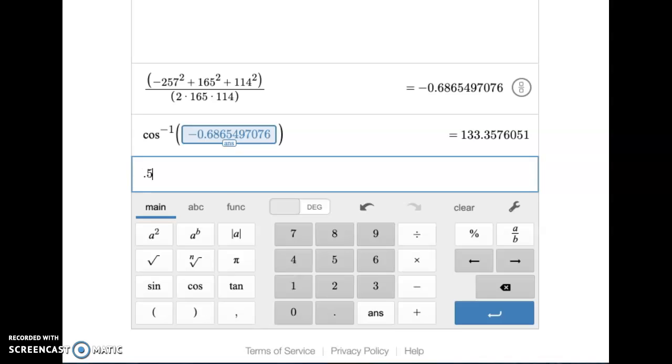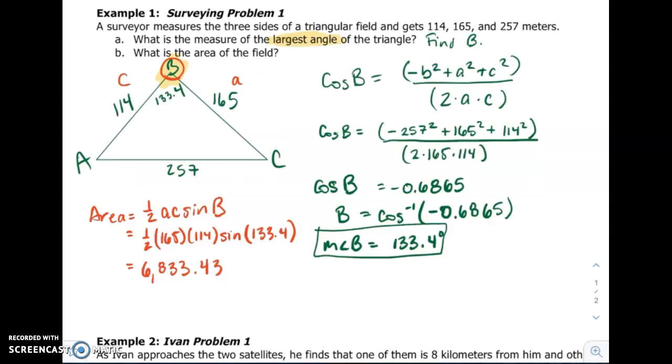So I'm going to do 1/2 times 165 times 114 times the sine of 133.4, and it is giving me 6,833.43. Okay, if I go back here, does that make sense?